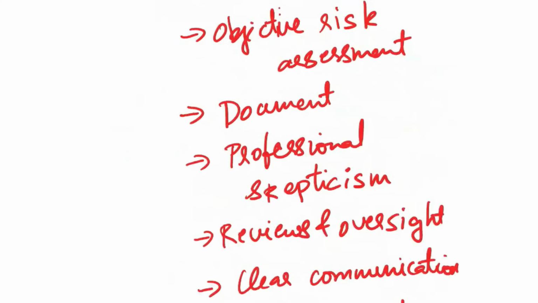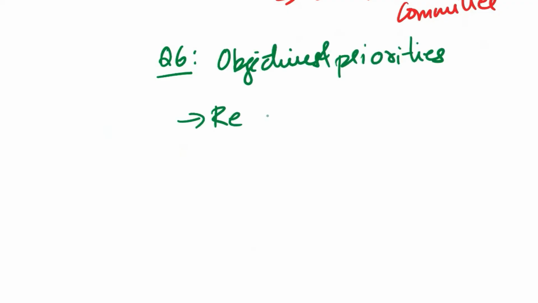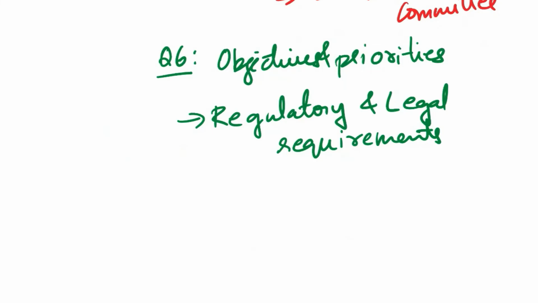Let's go to the next question. What factors do you consider when setting audit objectives and priorities? First is regulatory and legal requirements. Determine the regulatory requirements and legal obligations that apply to the organization, as non compliance can lead to legal consequences.